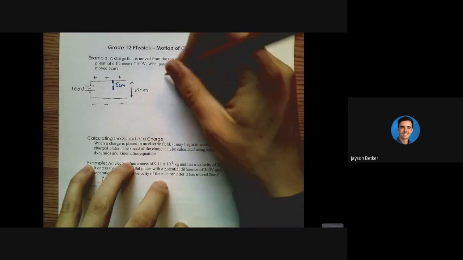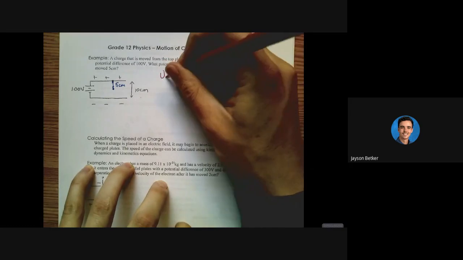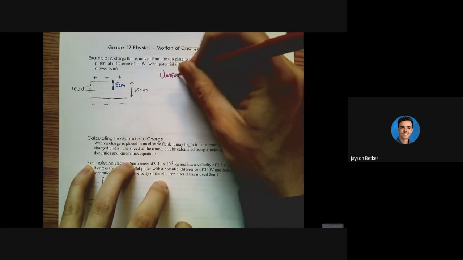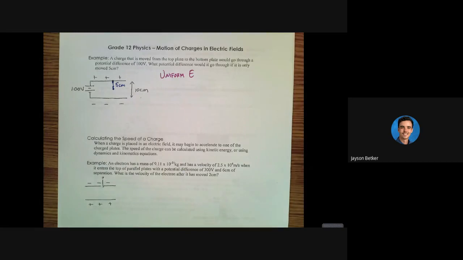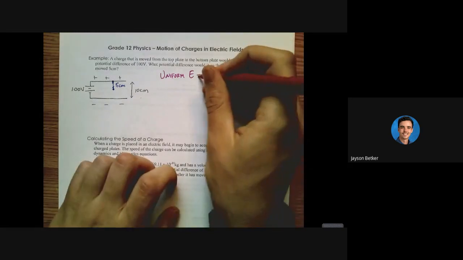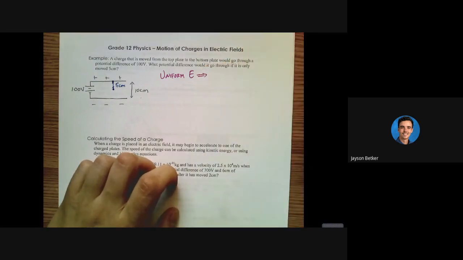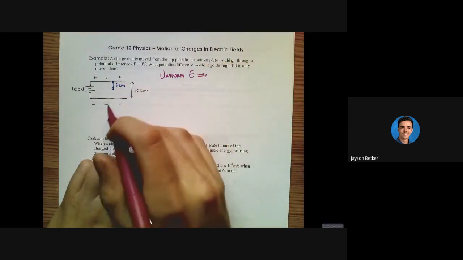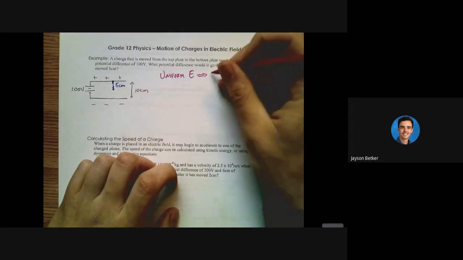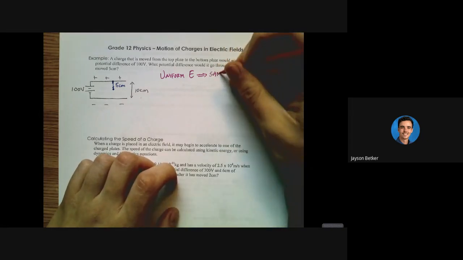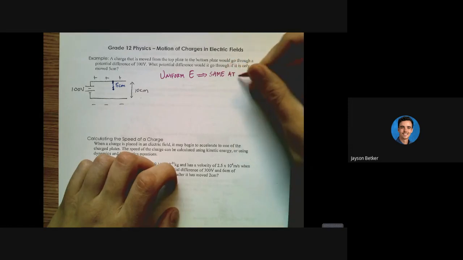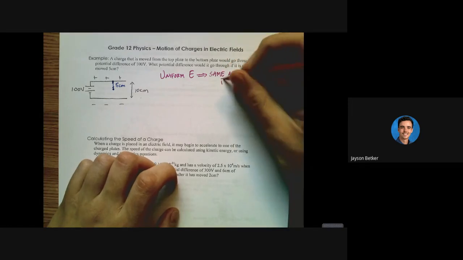In this case, we have something called a uniform electric field. I'm just going to call it shorthand uniform E, because we know now that E stands for electric field. What this is telling us is that the electric field at any point throughout these two plates is the same. It's the same at all points.